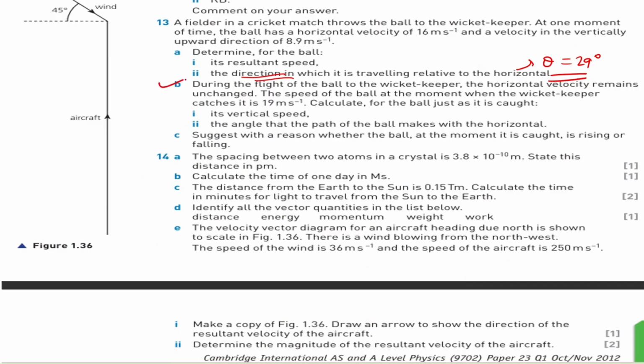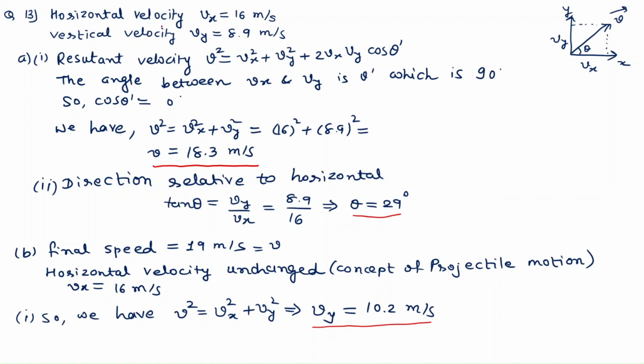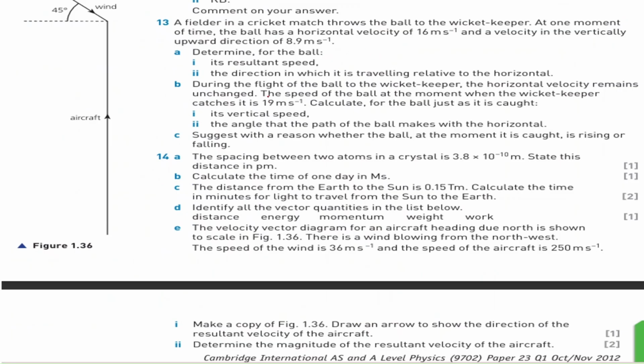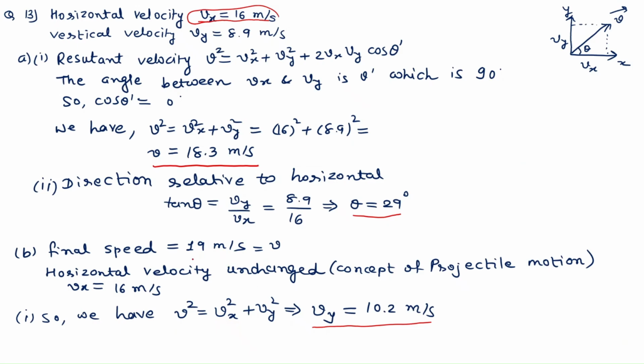Now in part B, during the flight of the ball to the wicketkeeper, the horizontal velocity remains unchanged. That means the horizontal velocity Vx is unchanged. The speed of the ball at the moment when the wicketkeeper catches it is 19 meters per second. This is the resultant velocity. Here I mentioned the final speed is 19 meters per second. This is the resultant.